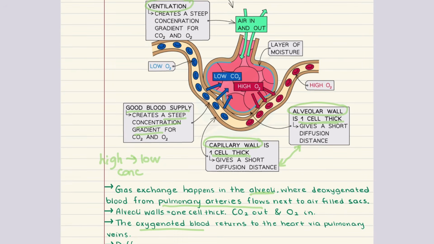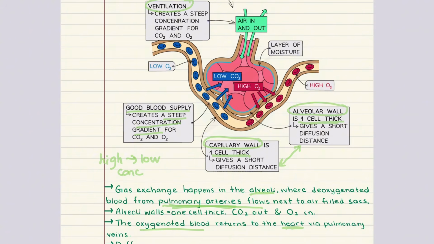Once oxygen has diffused into the bloodstream, the newly oxygenated blood returns to the heart through the pulmonary veins, which deliver it to the left atrium. From there, it gets pumped out to the rest of the body. So in short, pulmonary arteries bring in carbon dioxide-rich, oxygen-poor blood. Gas exchange happens across one thin cell layer.